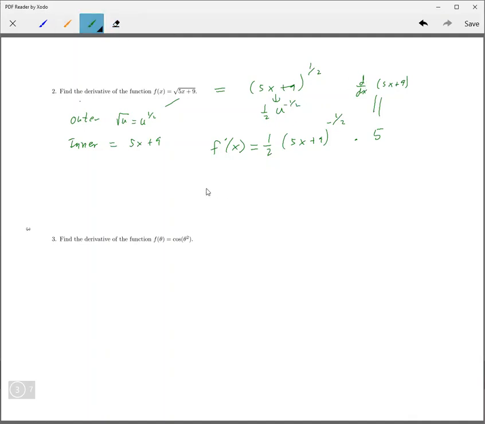And then we can rearrange things. So that's 5 halves times 5x plus 9 to the negative 1/2. That form should work. You could also put it like 5 over 2 times the square root of 5x plus 9. That works too.